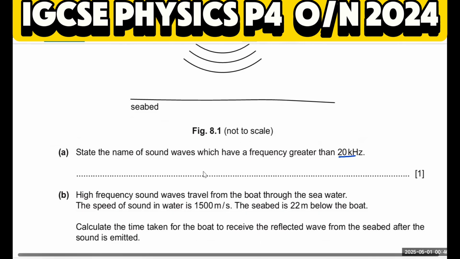So we know that the human audible frequency is 20 hertz to 20,000 hertz. More than it, it's ultrasound, and less than it is infrasound. So it's more than it, so it's ultrasound. Just write ultrasound, no need to write a complete answer because it's 1 mark.